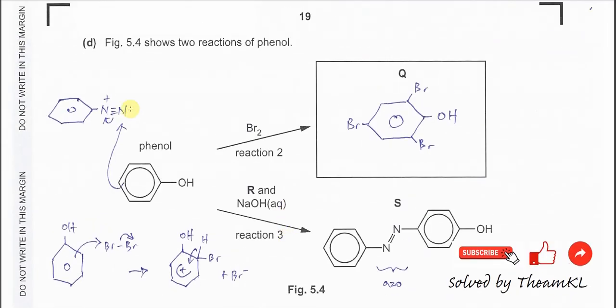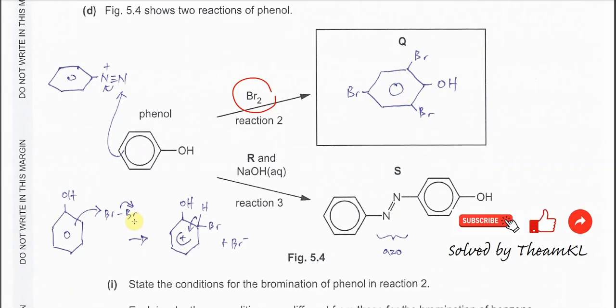Okay, part D. Figure 5.4 shows the two reactions of phenol. This one, phenol, it has reaction 2 and 3 here. For this reaction 2, the phenol reacts with bromine. So it will form this 2,4,6-tribromophenol. Because in phenol the benzene ring is highly active, it will react with the bromine easily without any catalyst. So it will form this tribromophenol. It's a white precipitate.